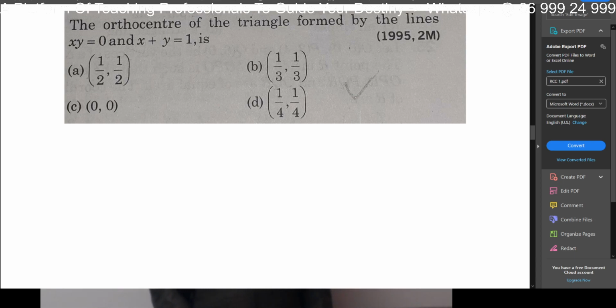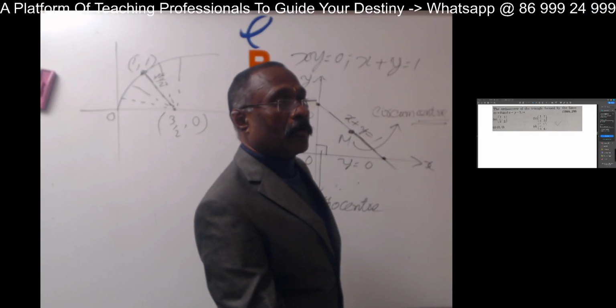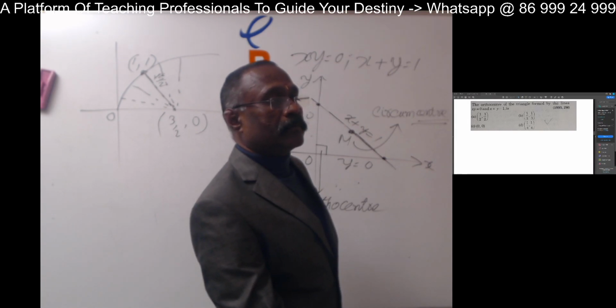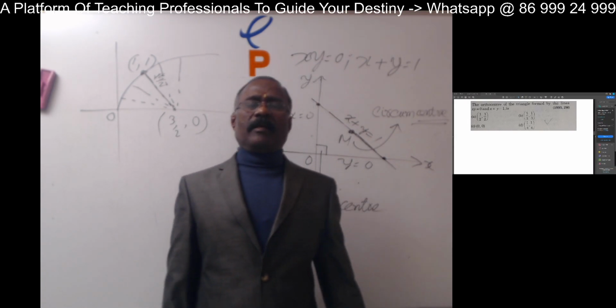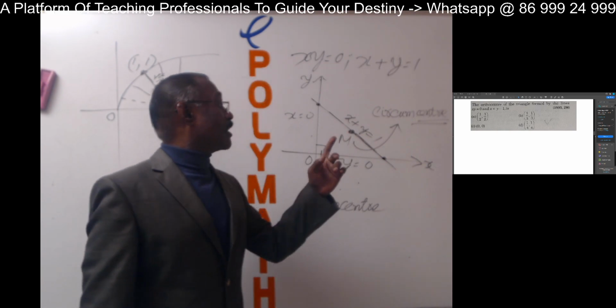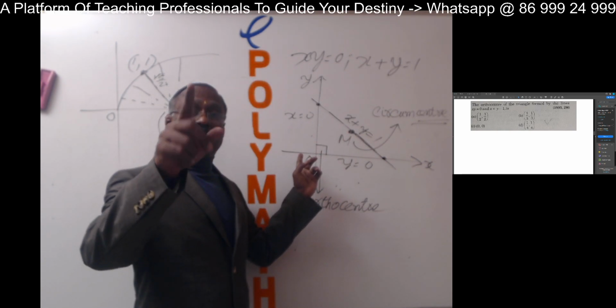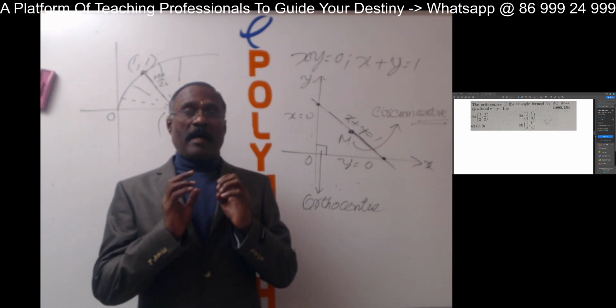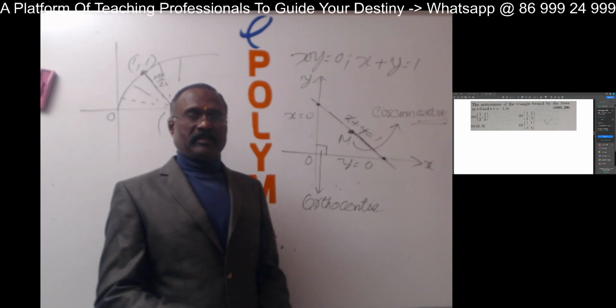Arun, waiting for your answer? Yes, you're right. That's good. It is C. So what is the learning here? In a right angle triangle, the vertex containing the right angle is nothing but the orthocenter, and the midpoint of the hypotenuse is the circumcenter.